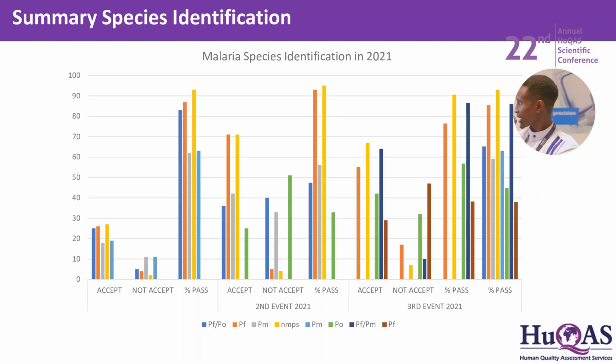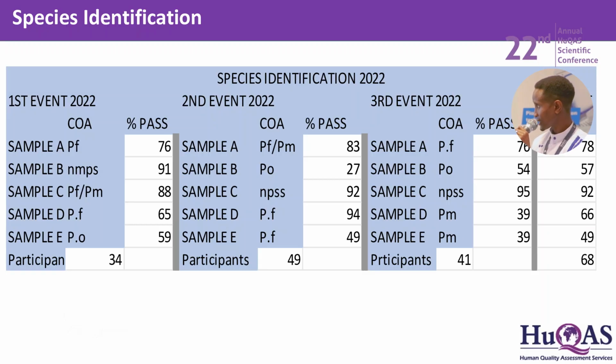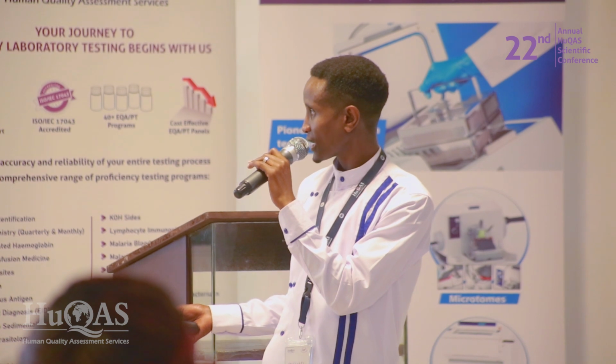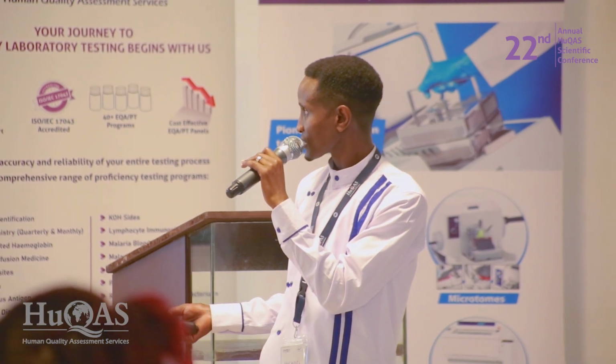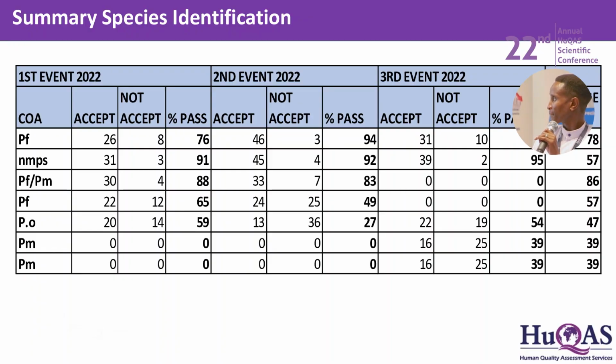This is how the data looked graphically. Now in 2022, we still had the same. So this is how we distributed the slides as per the number of participants who registered, and the average score in 2022 was 68% for species identification. So this is the summary of how the slides were allocated, and that is the graph summary of the data.